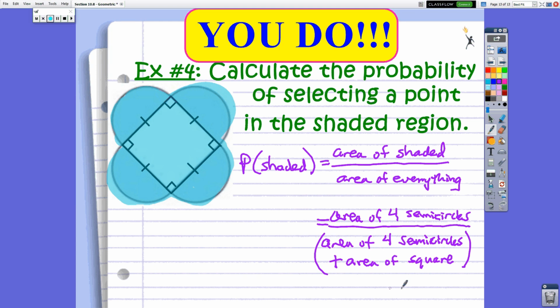So here's what you guys need to kind of figure out at this point. What's the area of the 4 semicircles? That's your favorable area. And then you need to divide it by the area of not only the 4 semicircles, but also the square included, because that's every place that we could select a random point at. Now, the next thing you might be wondering is, you forgot to give us any numbers in this problem.